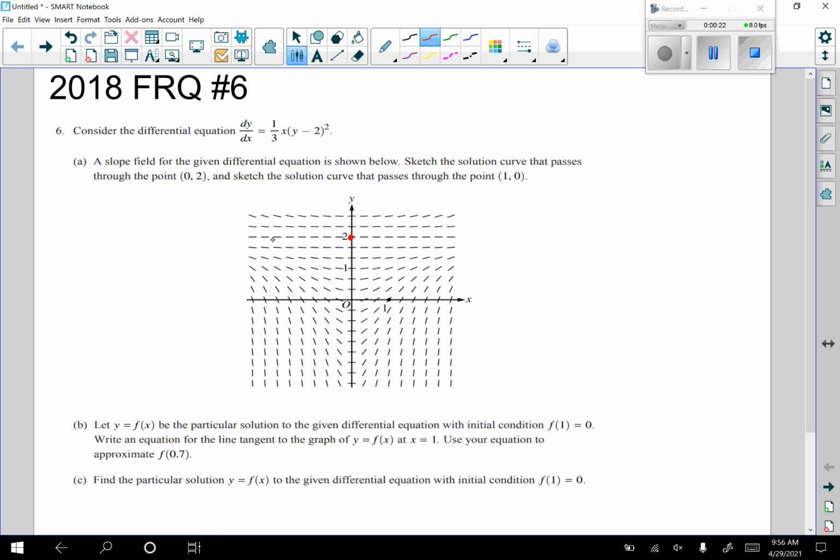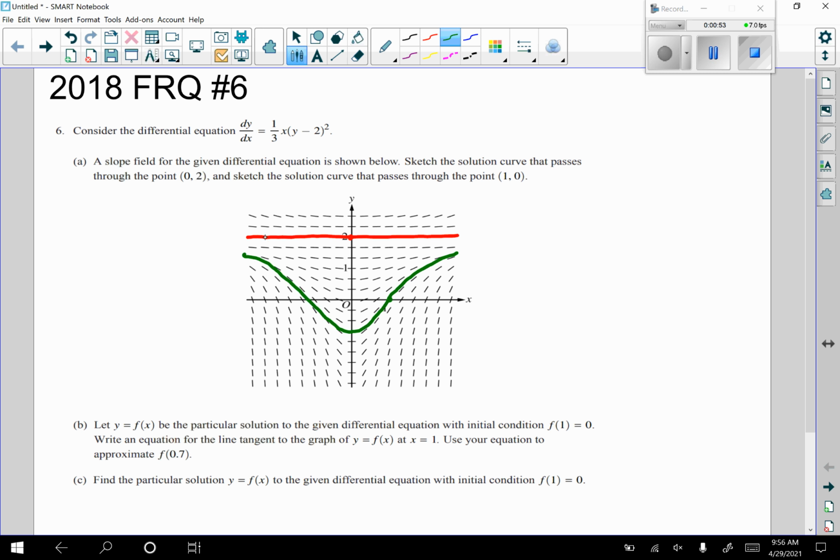And if you notice, all of the little tangent segments here look like they're equal to 0 or horizontal. So we would just have a horizontal line going through there, so that would be 1 point. Then we also need to sketch one going through 1, 0. So if we started from this side, it looks like we're coming down. Then we would follow this a little bit, and then right here's another horizontal, and then we start to go right back up. So there would be the other curve.